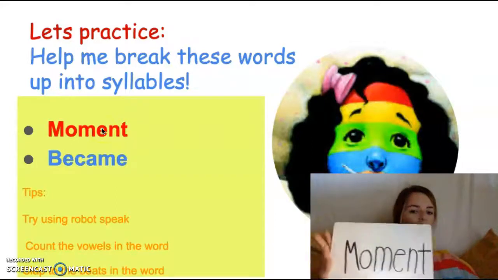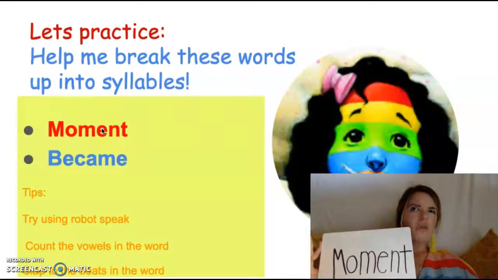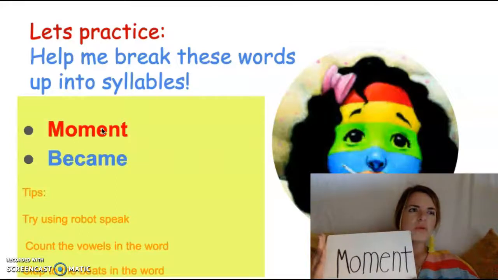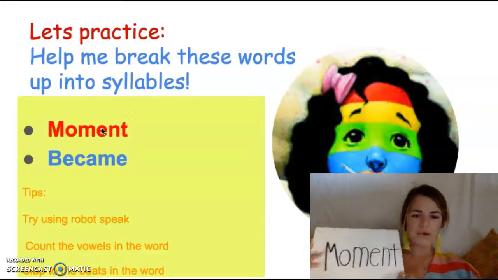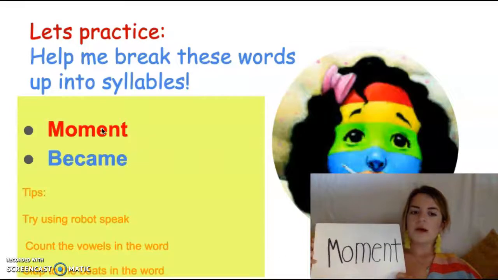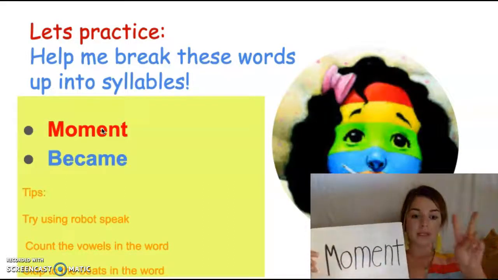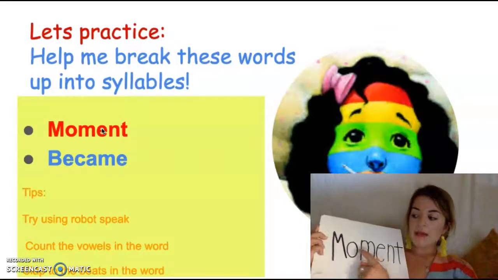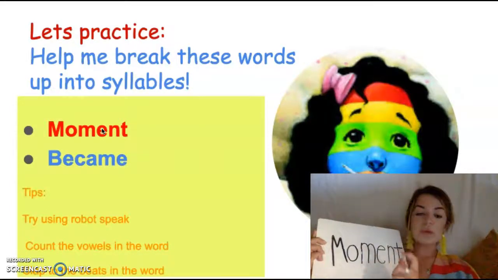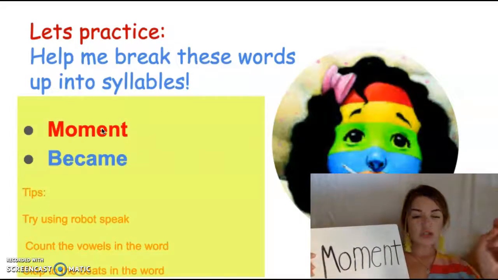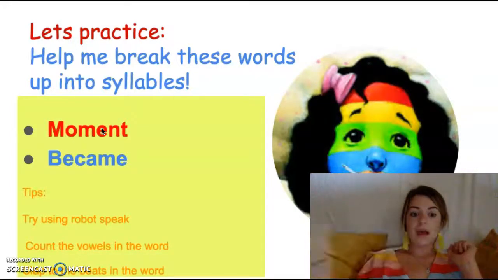Okay, so first what I want to do when I look at the word is I want to do robot speak because I want to get an idea of where I should break the word up. Okay, so let me say it like a robot. Moment. I feel like the break comes after mo. Let me say it again and really test this out. Moment. Yep, I feel like it's broken up into two syllables and it's broken up right after the O between mo and ment.